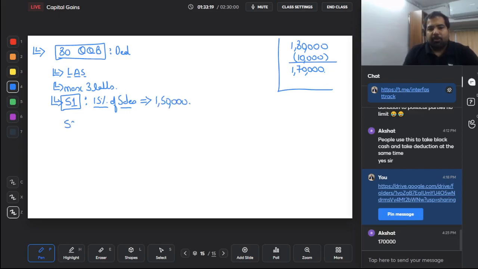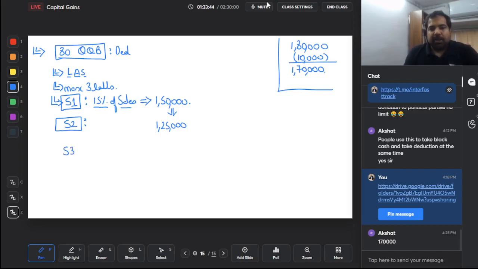Next, step number 2. If this royalty has been earned abroad, then you have to get it back into India within 6 months after the year ends. Basically, the year ends in March, so by September you should get the money. Let's say this entire royalty was earned abroad and you've been able to get only 1,25,000 into India. So only 1,25,000. Now this will be considered, the lower amount.